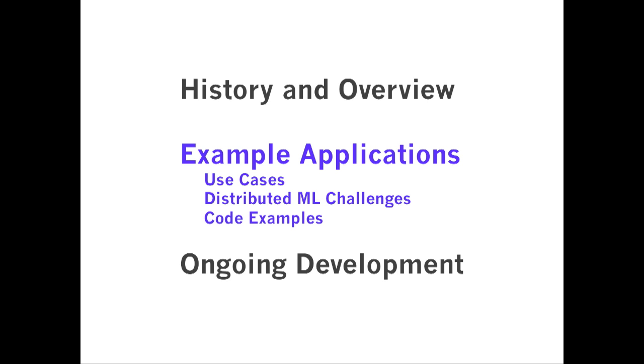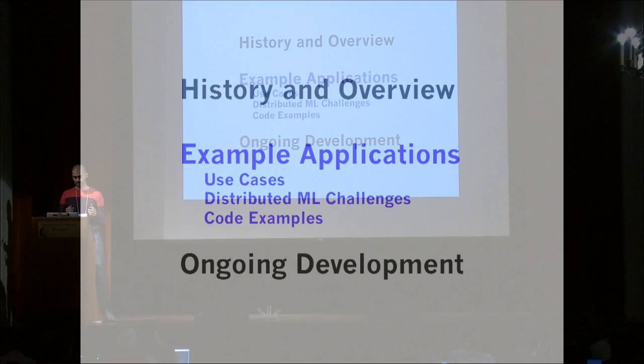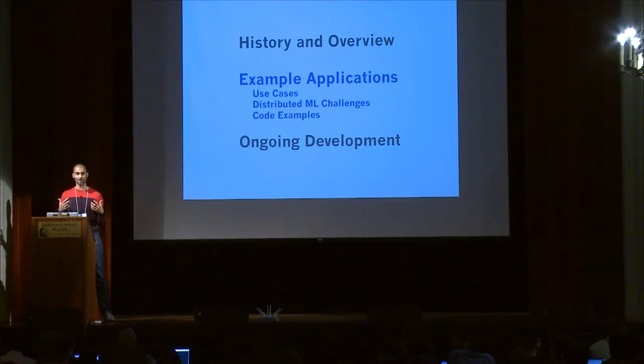Next, I'd like to talk about some example applications. It'll provide some use cases for how people commonly use machine learning, along with a very gentle, high-level overview of some of the core machine learning problems people try to work on. It'll also highlight, on a high level, some distributed machine learning challenges that we had to face when implementing these algorithms at scale in Spark. And finally, I'll present code examples related to these different problems.